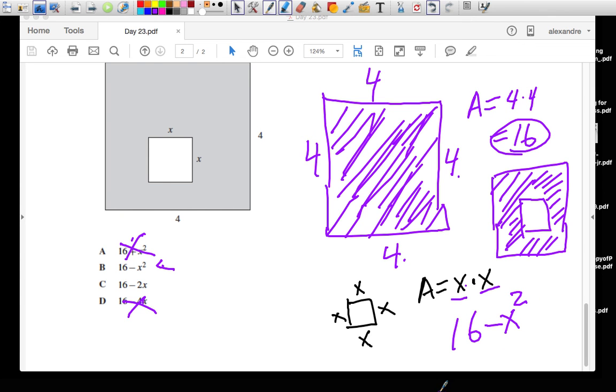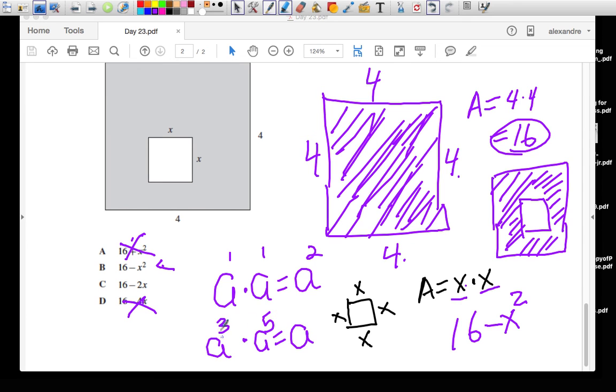How would you have known this? You probably would not have. So when you multiply variables, let's take a times a, you keep the base and you add the exponents. There's an exponent of 1 here that you don't see. That gives us a squared. Let's say you multiply a to the 3rd power times a to the 5th power. The bases are the same, so you keep the base and add the exponents. 3 plus 5 is 8. So that would have been your answer. Okay. That's day 23. And let me see if I can stop this.